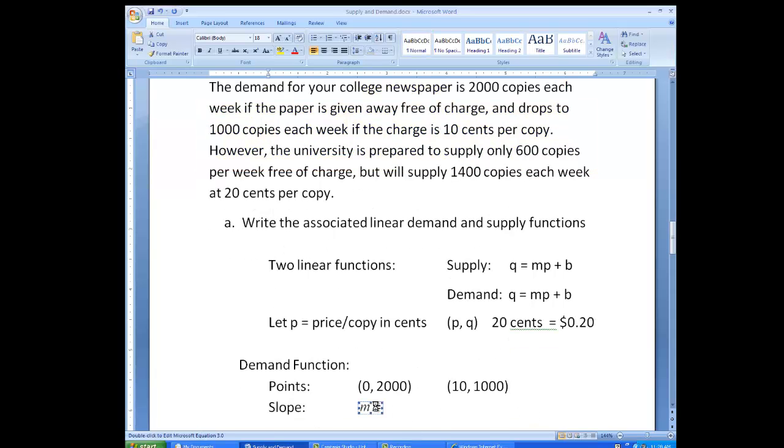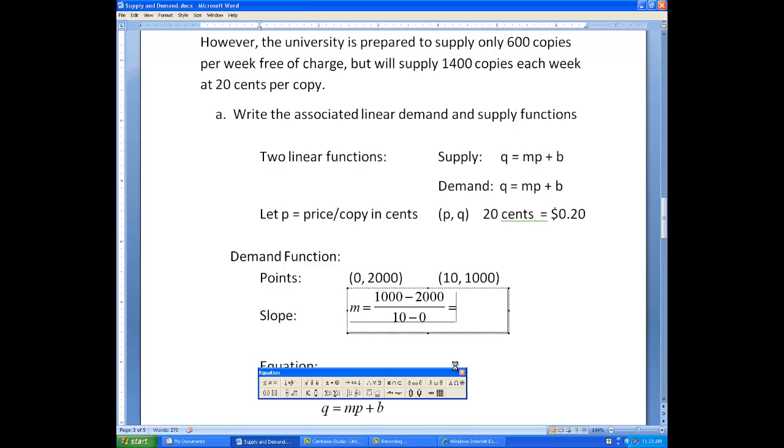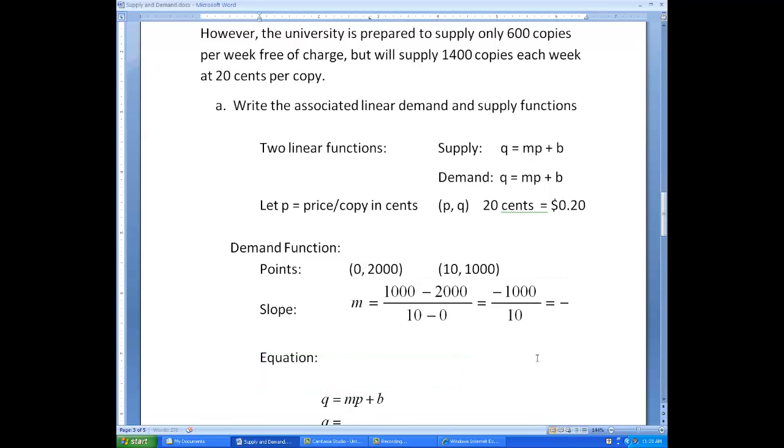Next, we need to find our slope. We're going to use the formula m equals change in y over change in x. So we're going to have 1,000 minus 2,000 over 10 minus 0. That gives us negative 1,000 over 10, which equals negative 100. So our slope is negative 100.